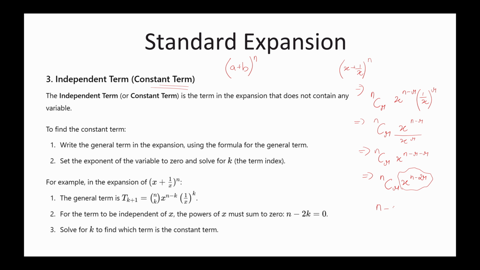So I can say that n minus 2r needs to be 0 and n has to be 2r. So whenever n would be equal to 2r, that term would become free of x, and that would be my constant term or independent term of x. Now this happens only in certain cases.